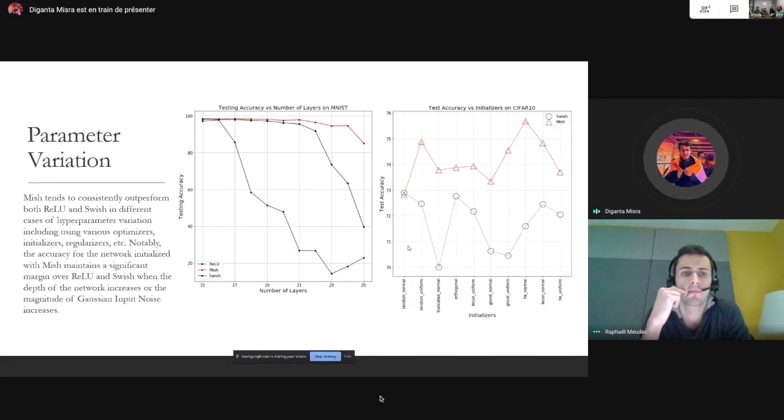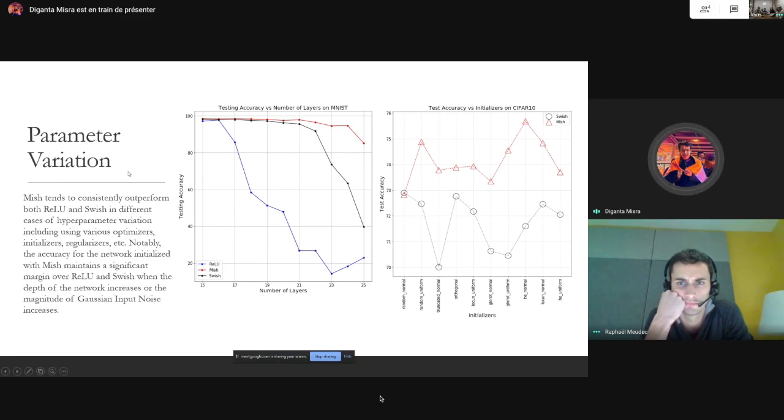Okay, so these are one of the two tests that I did, which really sheds more light on why Mish is more robust as compared to both ReLU and Swish. This is a very simple experiment. What we do is just use a network and keep on linearly increasing the number of layers on that network and see how the test accuracy decreases.